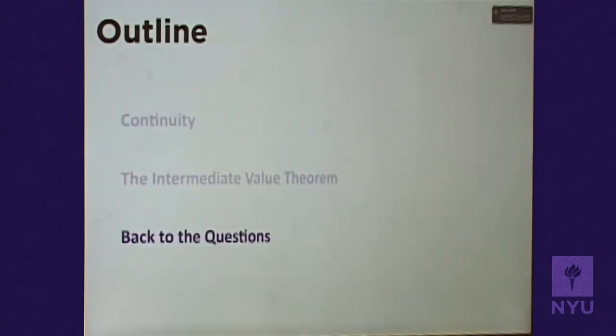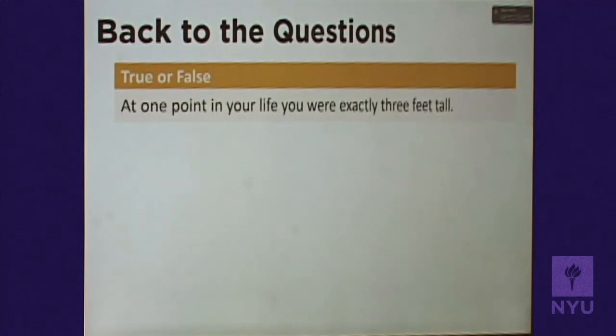Okay, so now that we've seen the kinds of things that the intermediate value theorem can tell us about very specific functions represented by formulas, let's go back to some of the questions that we pondered at the beginning of the class. First question was, true or false, at one point in your life you were exactly 3 feet tall. So by now you've realized that the topic of the day is continuous functions, and an important theorem is the intermediate value theorem. So can this be expressed as a statement of the intermediate value theorem?